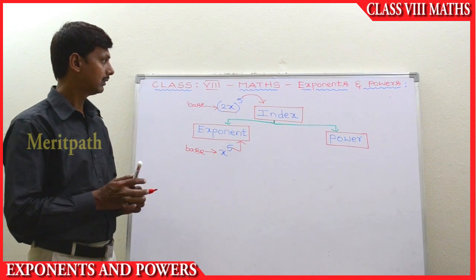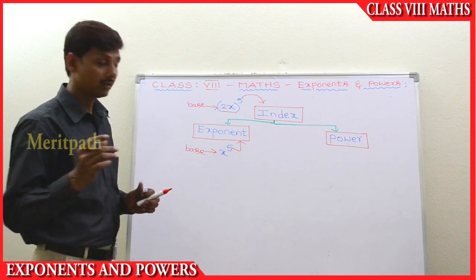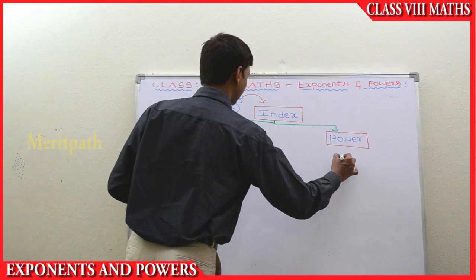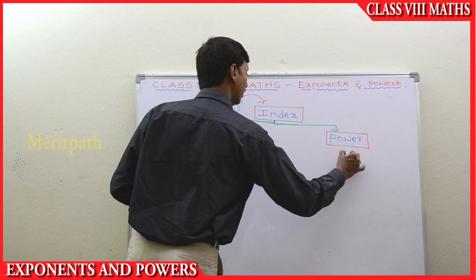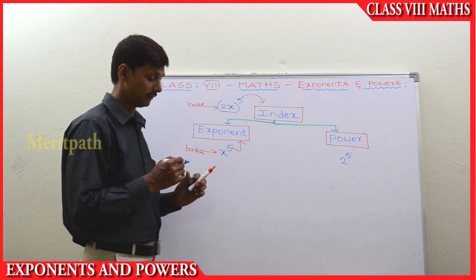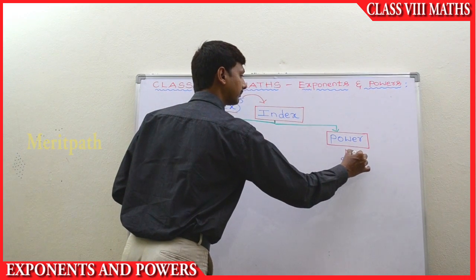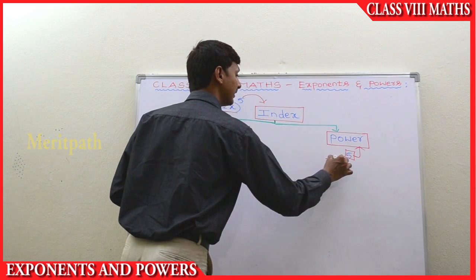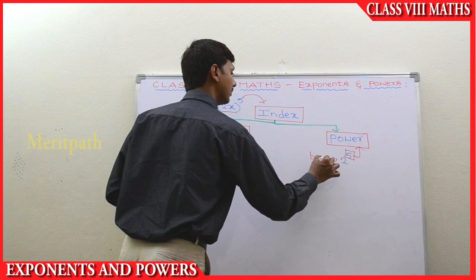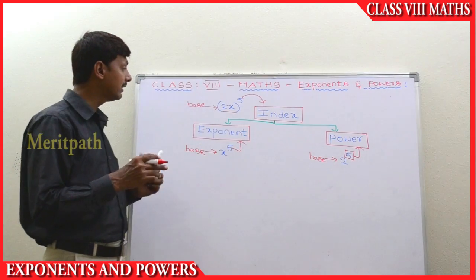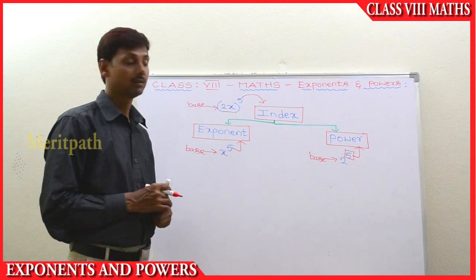Coming to the power, if a constant is raised, like 2 to the power of 5, we call the 5 a power and 2 the base. So this is the difference between the exponent and the power.